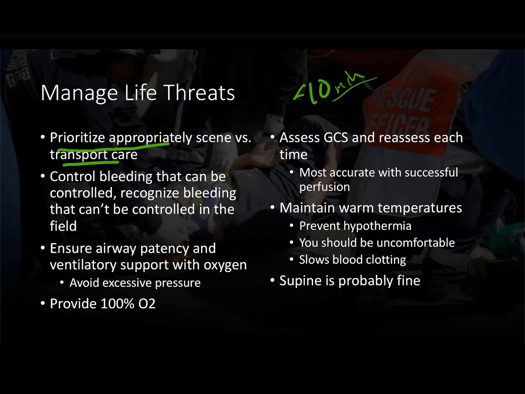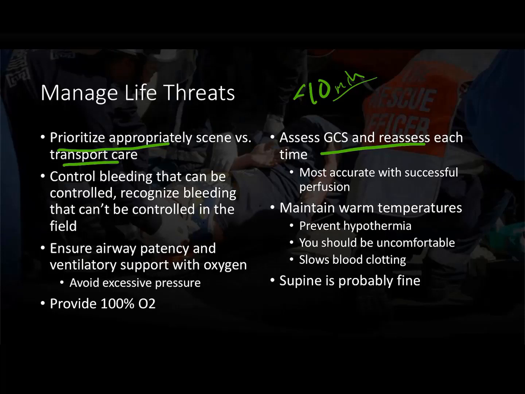Provide 100% oxygen as soon as possible. Loading the hemoglobin that the patient has left circulating in their blood volume with extra oxygen, or making it easier for oxygen to attach to hemoglobin, may make the difference between life and death.